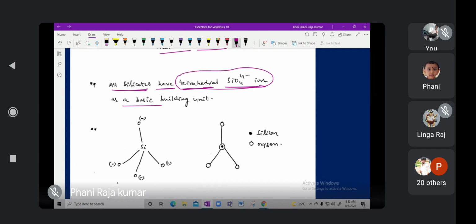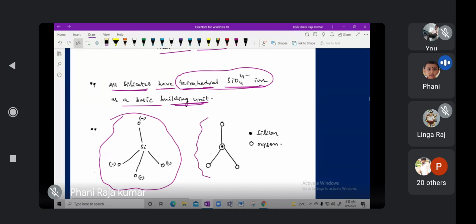...is a basic building unit. Silicones contain Si-O-Si and Si-C linkages, but here in silicates the fundamental basic building unit is the tetrahedral SiO4 4 minus unit. That SiO4 4 minus, this is the structure. But in this discussion, we are representing it like this.